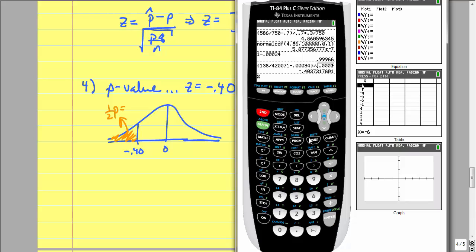So I do 2nd DISTR. This would be my normalcdf. My lower bound is a very large negative number, so maybe negative 100,000, up to negative 0.40 as my upper bound. And of course my mean is 0 and my standard deviation is 1. So here I get 0.344578, let's say.